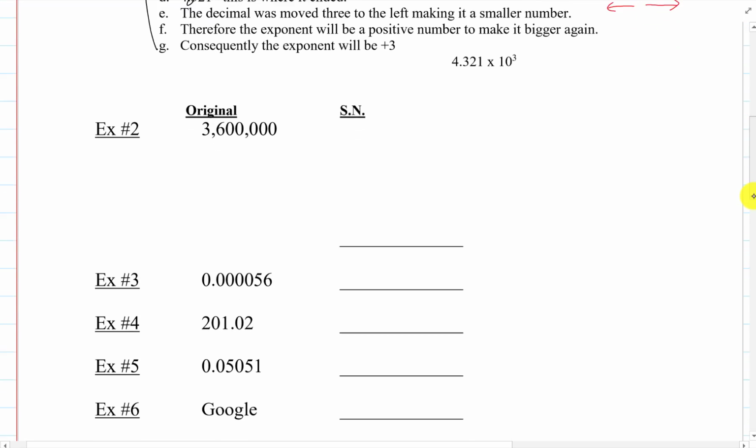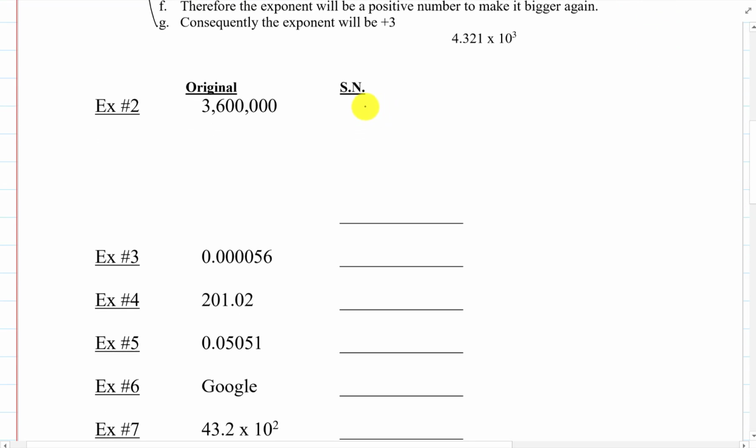Let's try 3,600,000. So you write down the first two numbers, 3 dot, and then the 6. And then we write down times 10 to the, and then what do we do? We want to write 3.6, and we started here, so we went 1, 2, 3, 4, 5, 6. We went that way, so it's a 6. And because we went to the left, it's a positive. So the answer is 3.6 times 10 to the 6th.